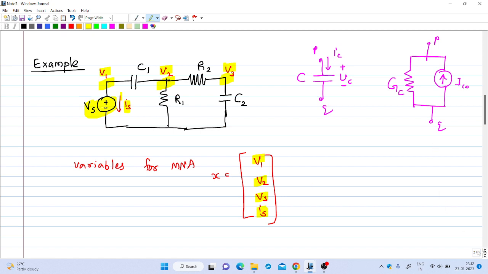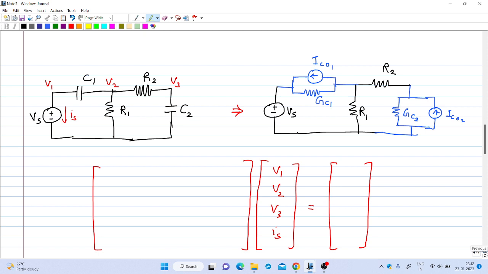Now we can write four equations. Instead of writing the equations one by one, we can easily write them by replacing the capacitance by its equivalent circuit. So this C1 is now replaced by its equivalent circuit, GC1 in parallel with the current source directed in this fashion. Similarly, C2 is replaced by its equivalent circuit, conductance GC2 in parallel with another current source IC02. So this is now an ordinary circuit consisting of only resistors, voltage sources and current sources. Now we can easily write the modified nodal analysis equations for this equivalent circuit.